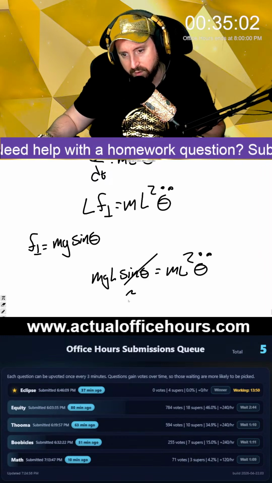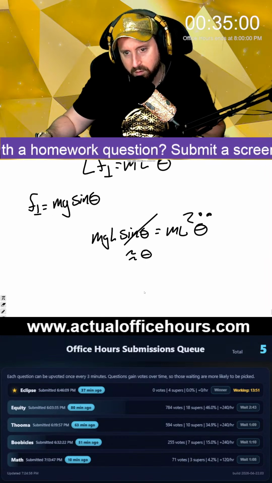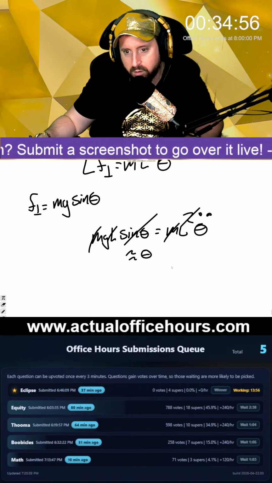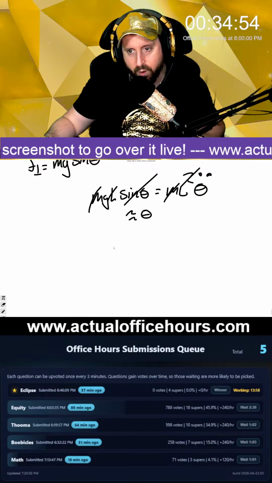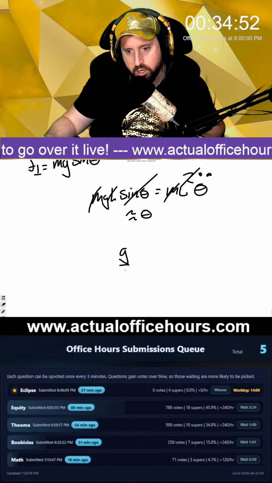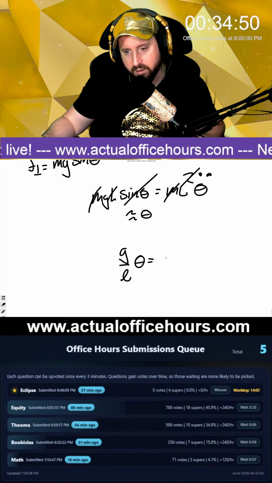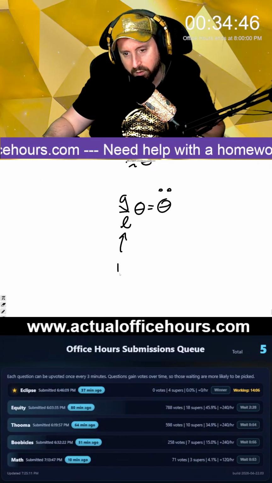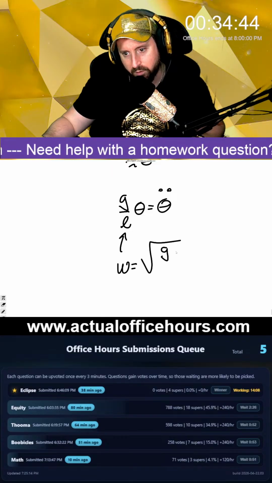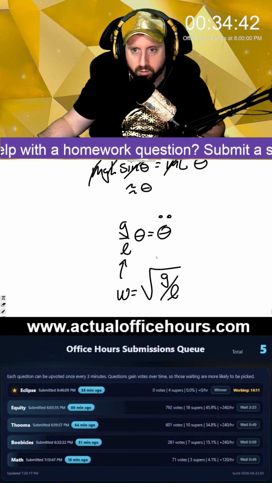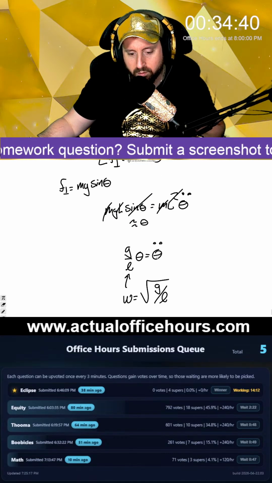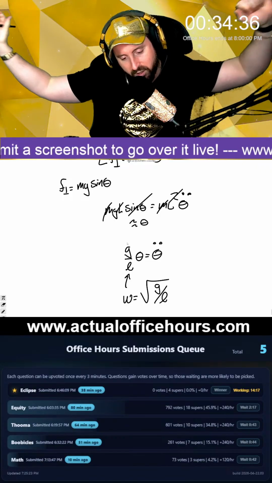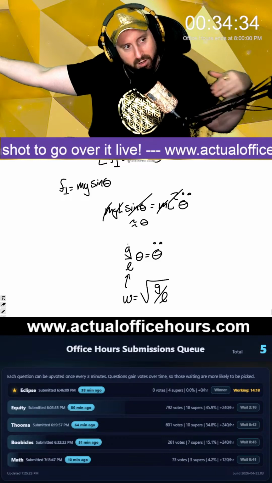You approximate this as theta. Cancel that. Cancel one of those. Okay. And then you get the wave equation. Yeah, so you get g over L theta is equal to theta double dot. And then this is a common solution where omega is equal to square root of g over L. It's actually not the wave equation, that's Helmholtz. Whatever, not the wave equation, the simple harmonic motion equation thing, you know? Yeah. SHO. Yeah.